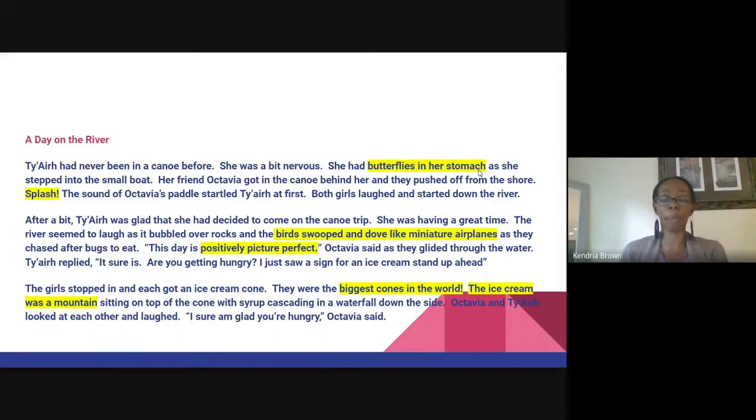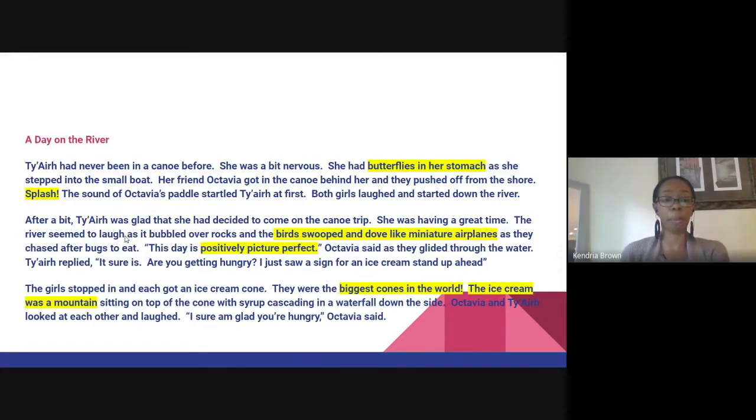That is a hyperbole. So you cannot literally have butterflies in your stomach. It just shows how nervous she actually was. Okay, splash is an example of onomatopoeia because when you make that splash sound, it's spelled the way that it sounds. I did not highlight this, but it says the river seemed to laugh.